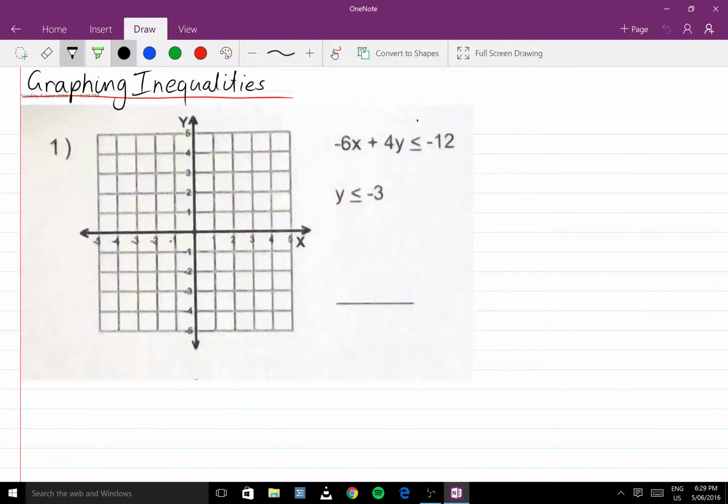Hello guys and girls, today we're doing graphing inequalities. Okay, so what I'm going to do is take you through the procedure for when you're asked to graph inequalities.